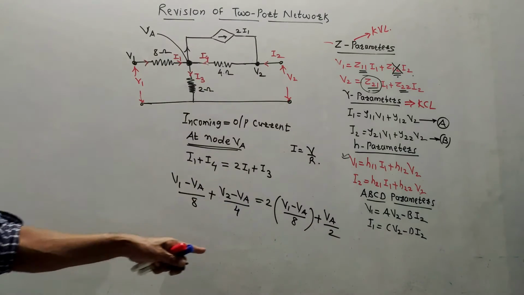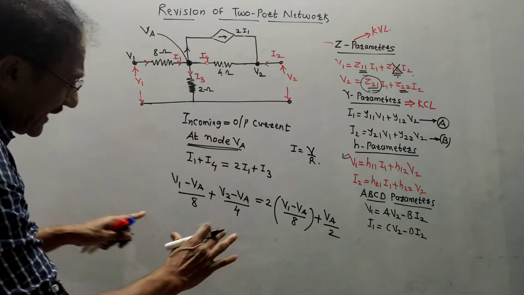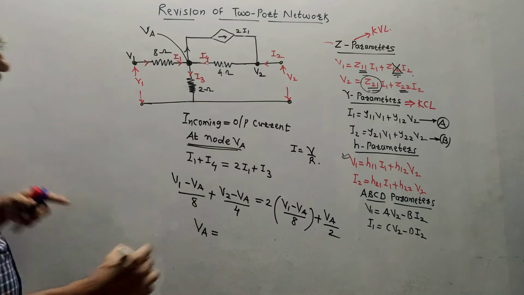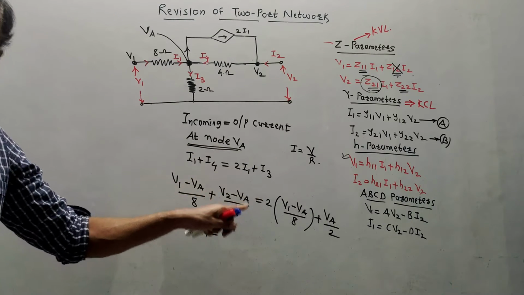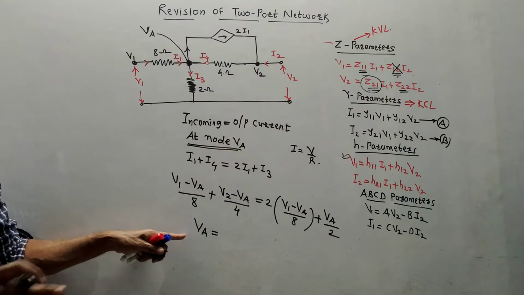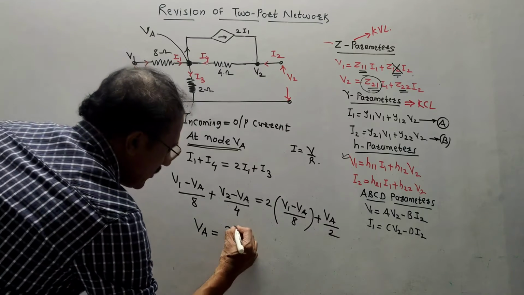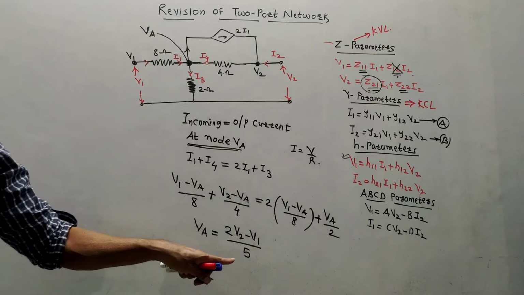Now what do you have to do? You have to simplify this equation. What is our requirement? You need to calculate the value of VA. After simplifying, you will get the value of VA. I am not going to simplify it just to save time, so I am directly writing the answer. VA is (2V2 minus V1) upon 5. This is the value of VA.